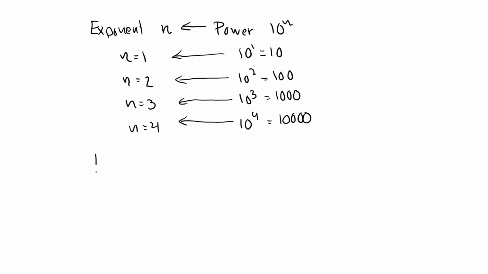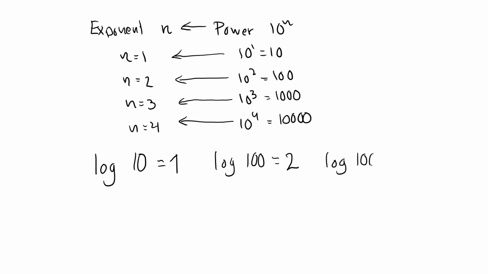We write log followed by 10 to denote the common logarithm of 10, and as we demonstrated, this is equal to 1. Similarly, the common logarithm of 100 is 2. 100 has 2 zeros, which means that it can be written as 10 to the 2. The common logarithm of 1000 is 3, and so on.